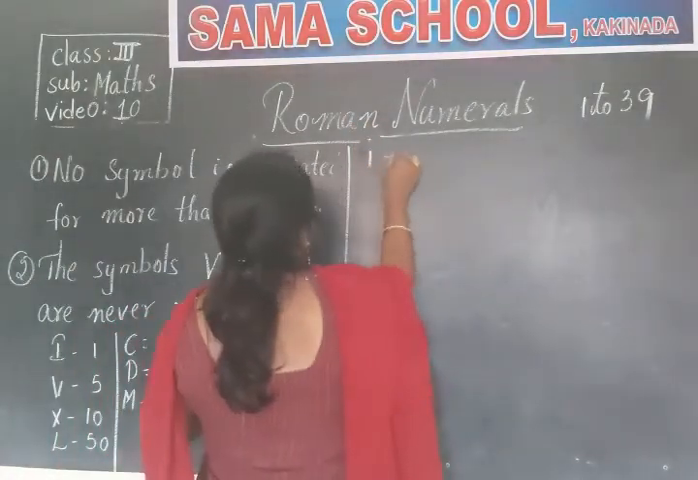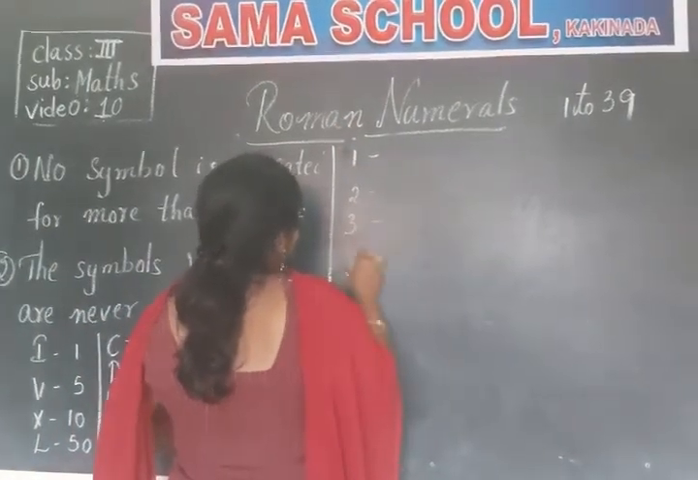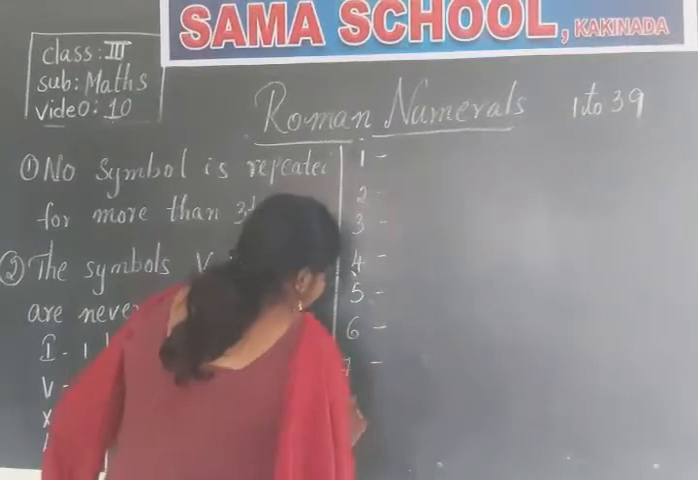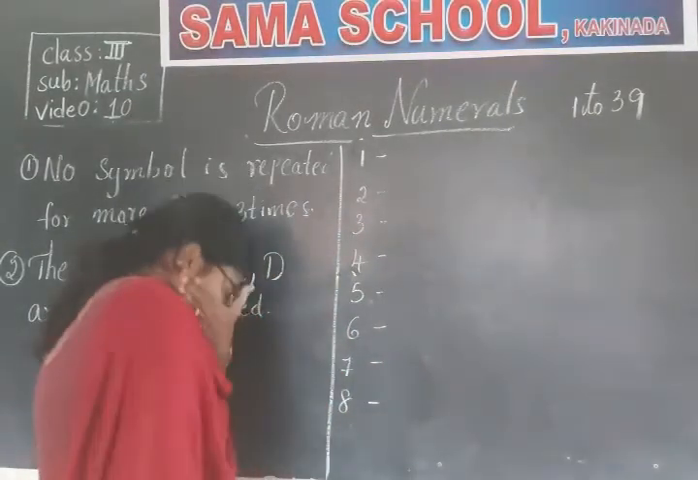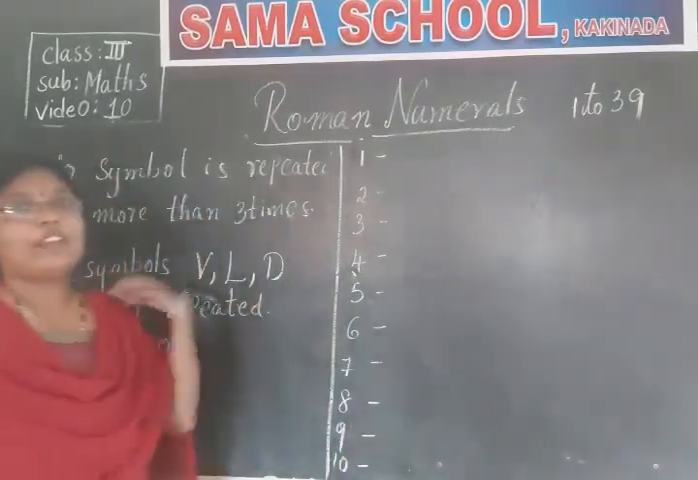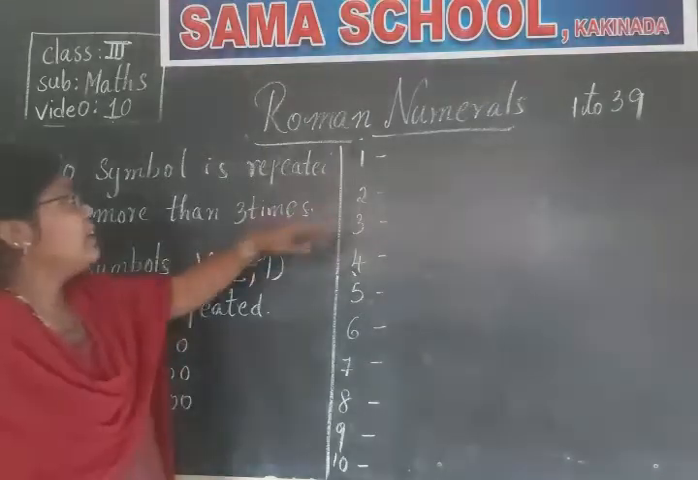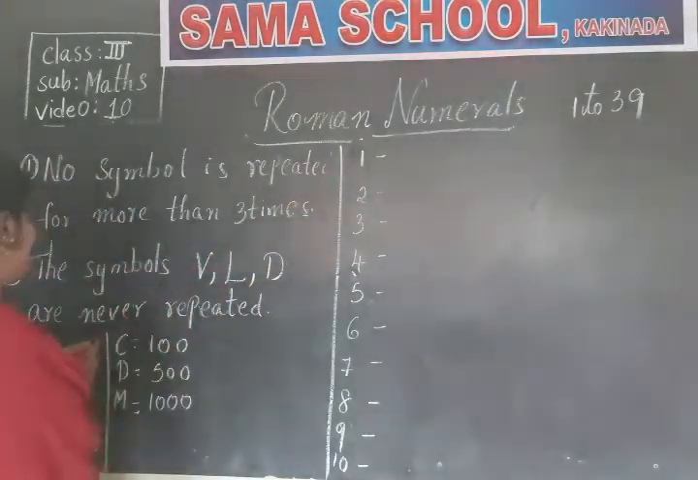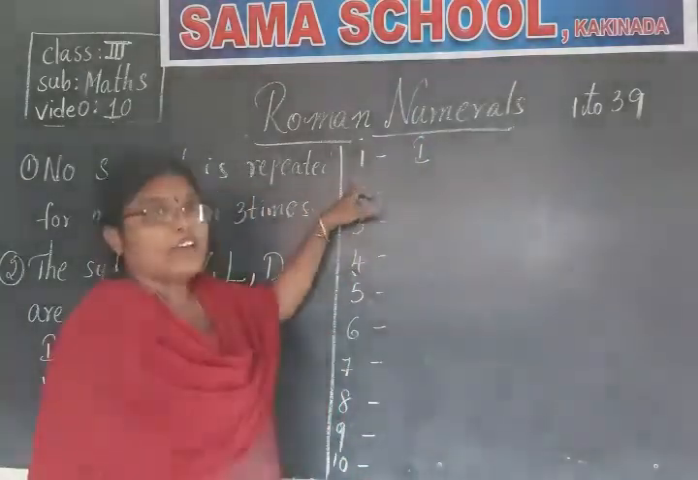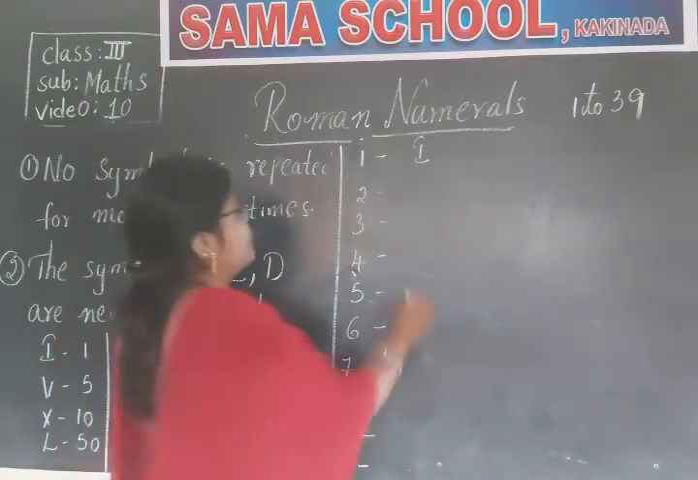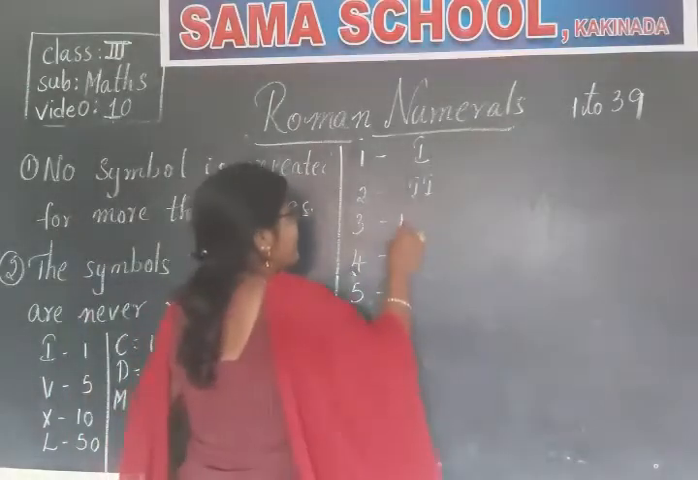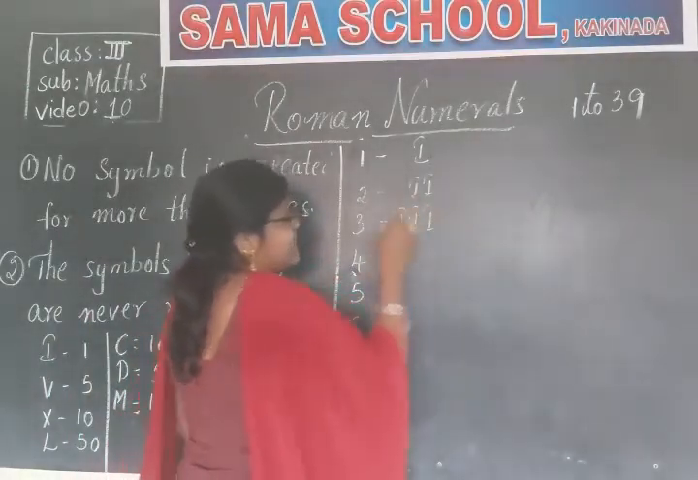See here, I will write the numbers 1, 2, 3, 4, 5, 6, 7, 8, 9 and 10. So, how will we write? See here, 1. What is the symbol for 1 here? I. So, I is for 1. And 2. Write two I's. And for 3, write three I's.